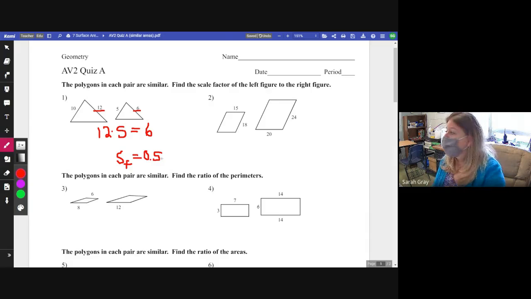The shape got smaller, not bigger. A lot of us put 2's there. Well, the 6 times 2 is 12. But you got to go in the right direction. Left to right. So then the same thing for number 2, but make sure you're picking corresponding sides. I would do 18 and 24, but you could do 15 and 20, but don't do 15 and 24. They don't go together.